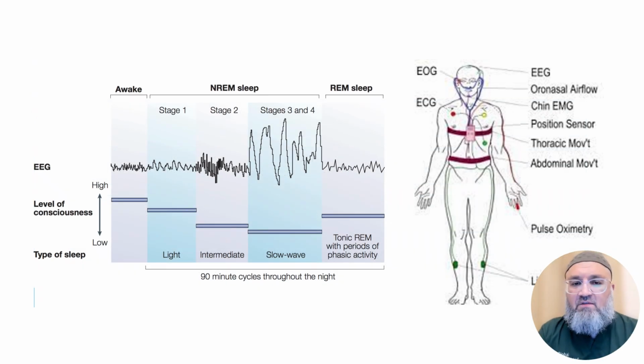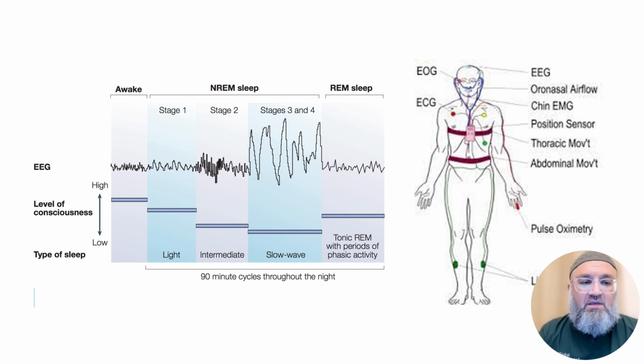So this is just a schematic diagram where we have multiple different types of recording, a sensor belt on the chest and abdomen, electrooculogram, EOG, movement of the eye, ECG for the heart, and then EEG for the brain, then oral nasal flow sensor for the nasal flow, chin EMG, muscle on the chin for movement, and then pulse oximetry on the fingers, and then muscle electrode on the limb for the leg movement.